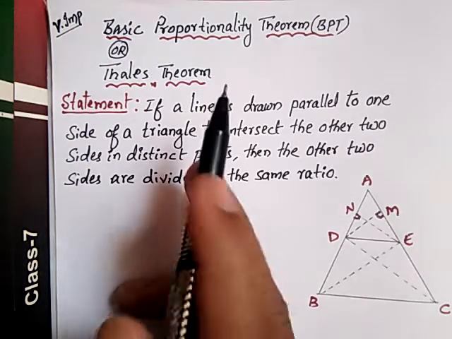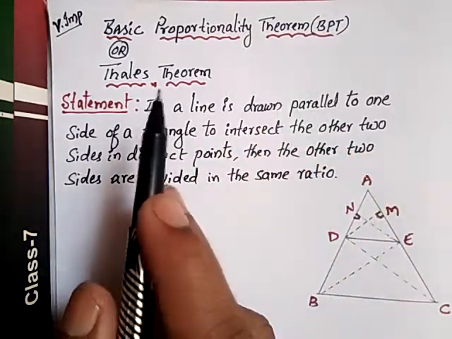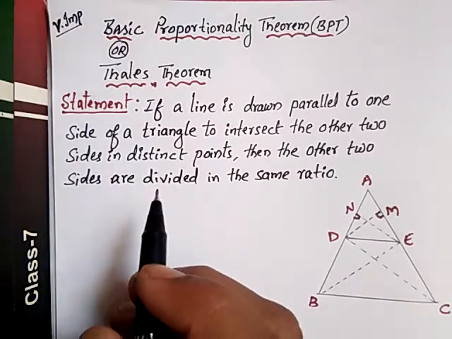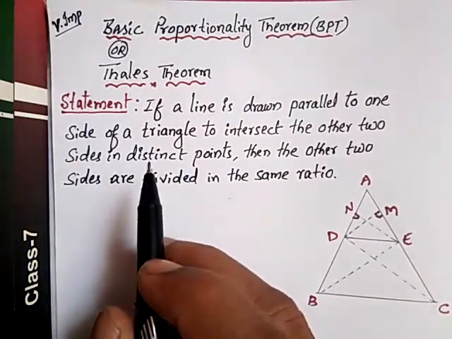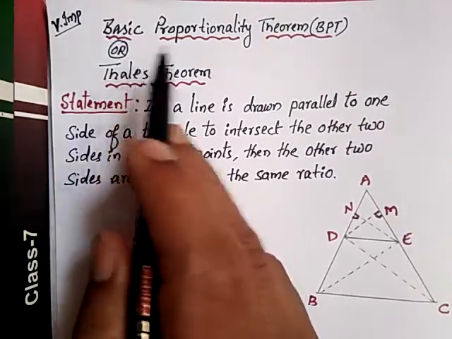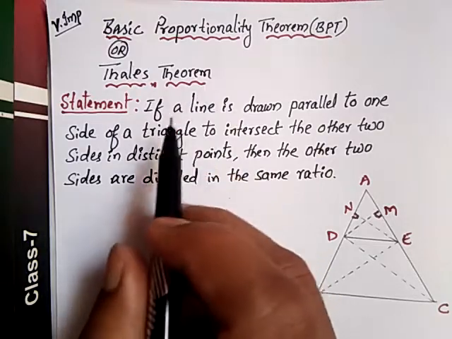Today we will learn the basic proportionality theorem, that is BPT or Thales theorem. This is from the class 10th triangle chapter. In the examination point of view it is very important. So Thales theorem and basic proportionality theorem are both the same.